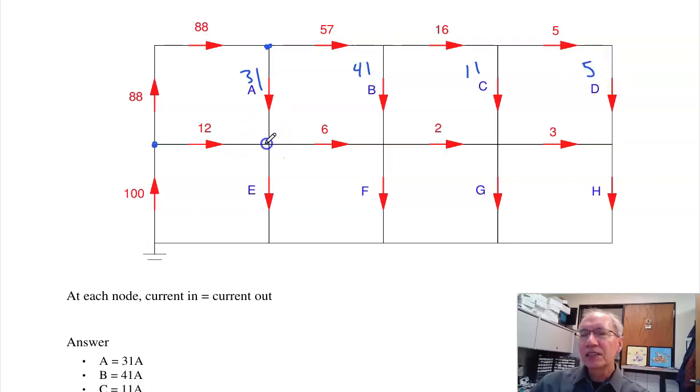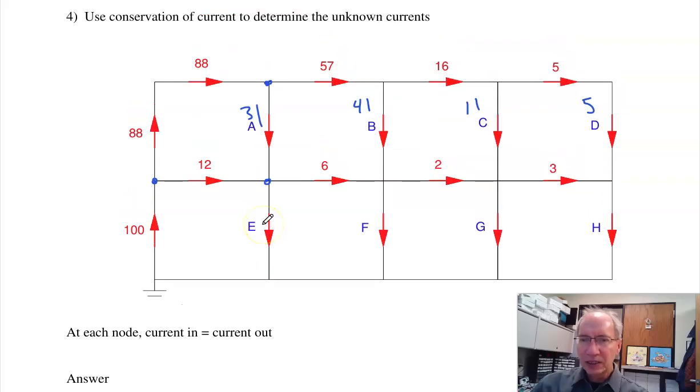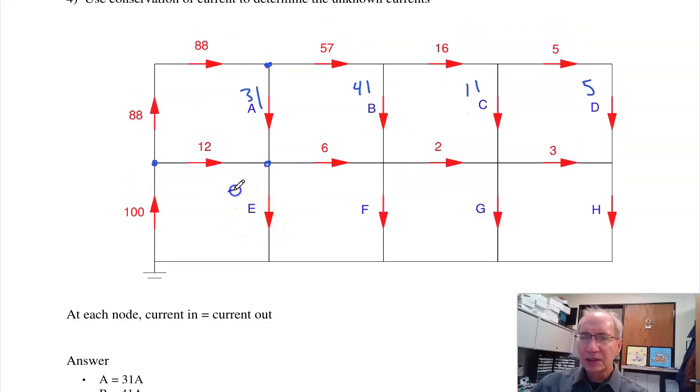Then an E, same thing. I've got 12 plus 31, 43 amps in. I have to have 43 amps out. Tells me that E is 37 amps. F is 45. G is 10, and H is 8. That's conservation of current. At any point, currents have to balance. Current in equals current out.